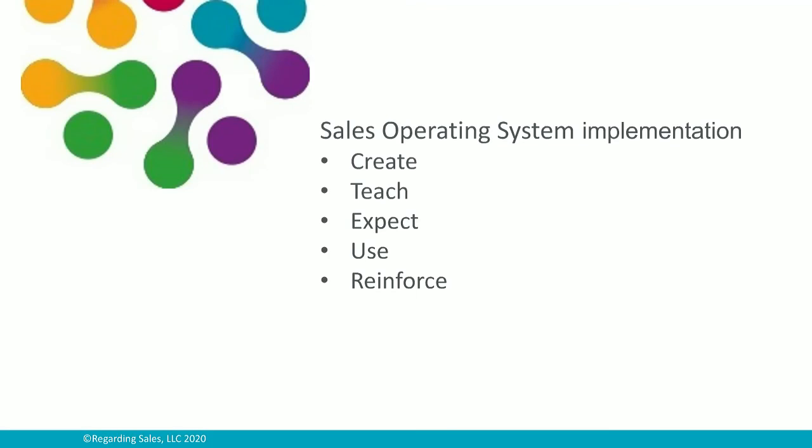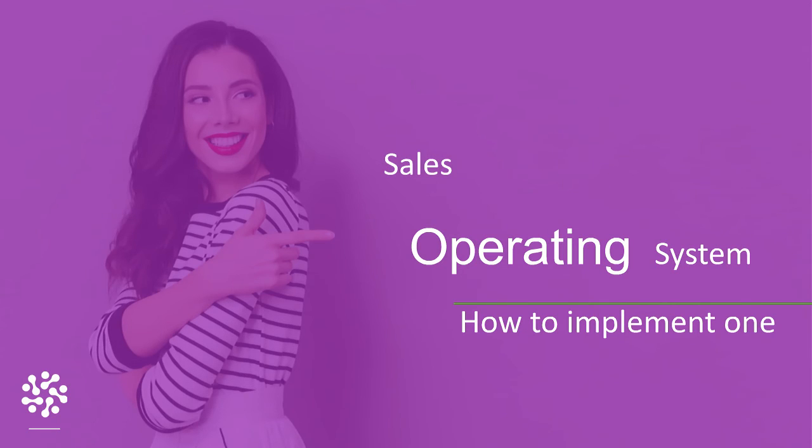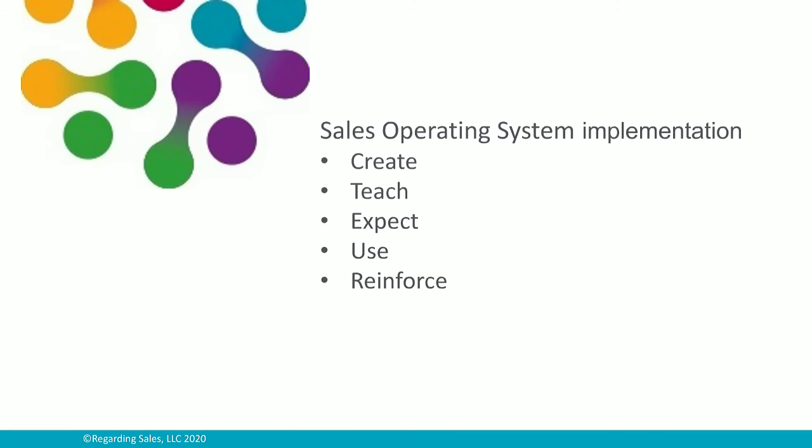So how do you implement it? Sorry, let me give you that beautiful purple slide. How do you implement a sales operating system? Well, first, we have to create it. And that is a conscious effort to map out all of these different pieces. It doesn't just happen. It has to be written down. It has to be thought through. It has to be argued about.